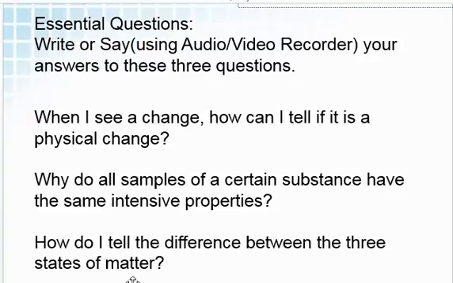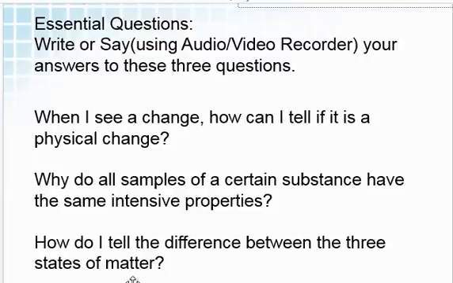So, here are the essential questions. I'm going to have you answer these questions either by writing, typing that is, or saying into the discussion group in the properties of matter response assignment that follows this. You're going to answer these three questions in complete, thoughtful sentences as possible. So when I see a change, how can I tell if it's a physical change? Why do all samples of a certain substance have the same intensive properties? And how do I tell the difference between the three states of matter?